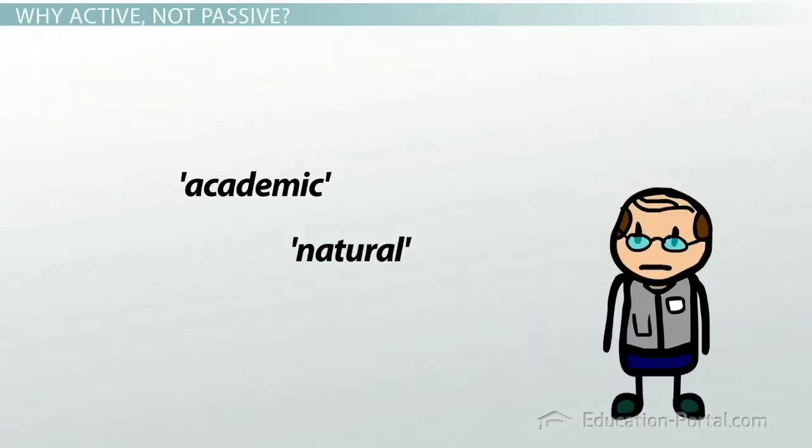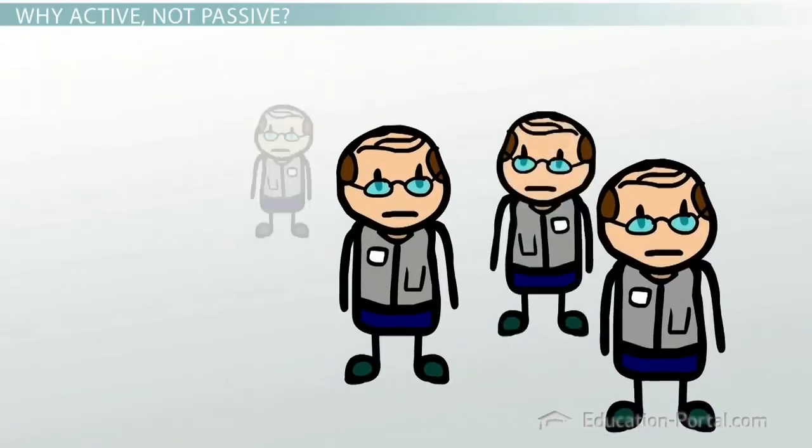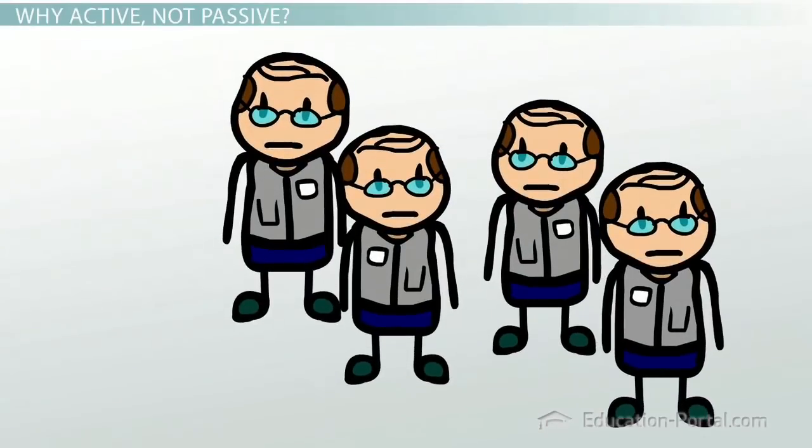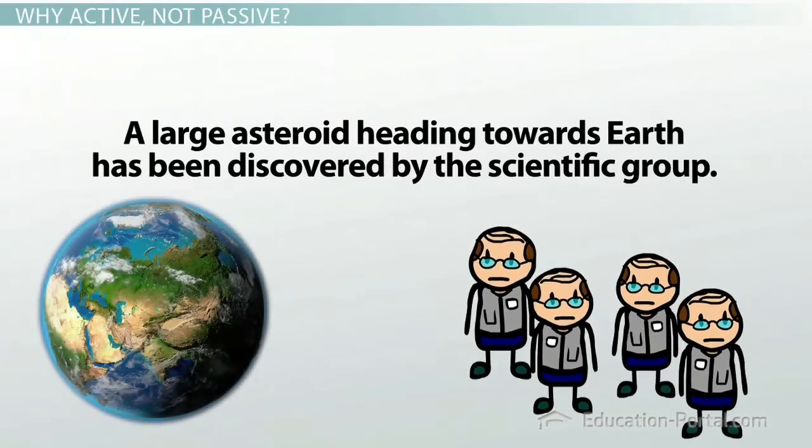There's a good reason for this. Many scholars aren't very good writers, even if they are, say, brilliant thinkers. We can imagine, for instance, a committee of well-meaning scholars yielding this rather dry pronouncement: "A large asteroid heading towards Earth has been discovered by the scientific group."